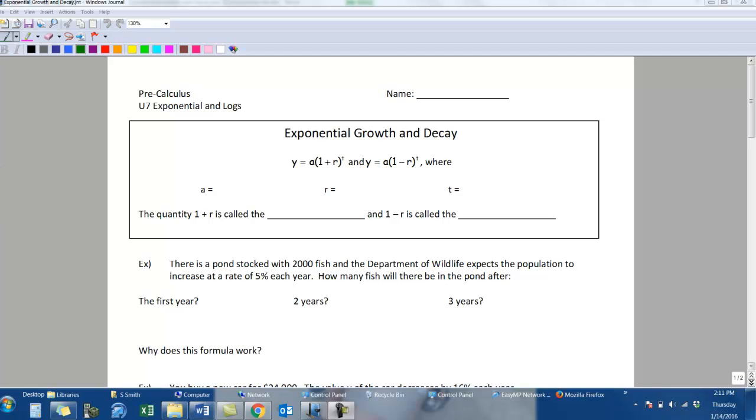Exponential growth and decay. Just to warn you, there's probably going to be a bell in about 4 minutes into this video. But exponential growth and decay is something that grows or falls faster than linear does.